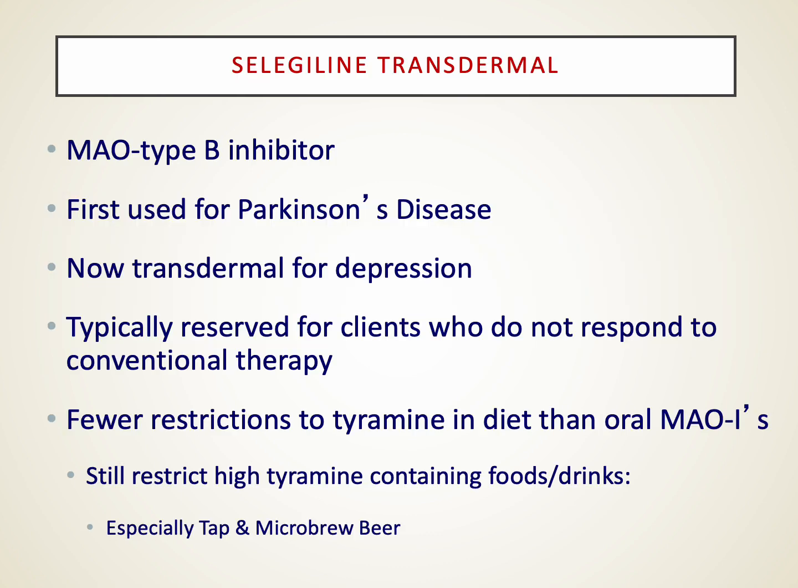There is a sort of MAO type B inhibitor used for Parkinson's that conceivably can be used for depression as well, as a transdermal patch, selegiline. I'll tell you quite honestly, I do not see this agent used in practice, but it may on occasion be used.